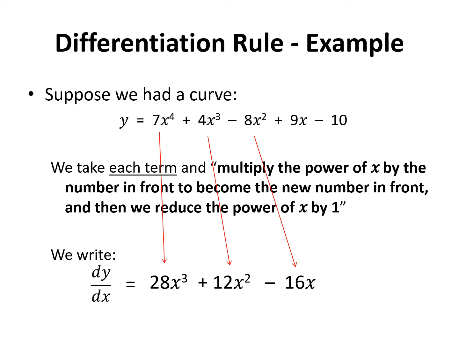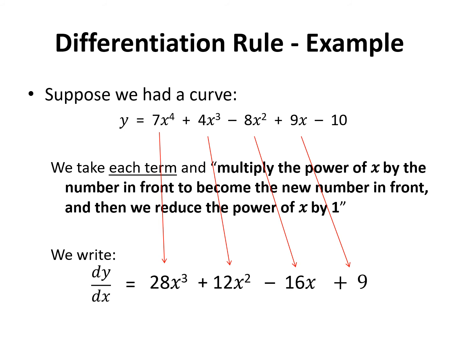Now we did one of these just now with straight line graphs, and we realized that the x term just becomes a number. But it does follow the rule. We can say the power of 1 times 9 gives us 9, and we reduce the power by 1, so it becomes 9x to the 0, which is just 9. Probably you won't go through that process. Probably for this one, you'll just change 9x to 9. And if you remember the straight lines, the actual number on its own didn't make any difference to the gradient. So the number in the end just disappears.